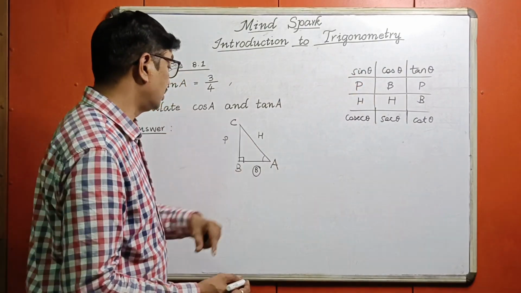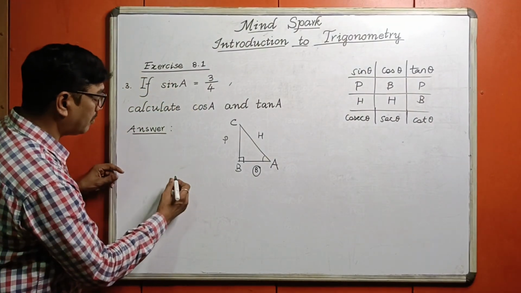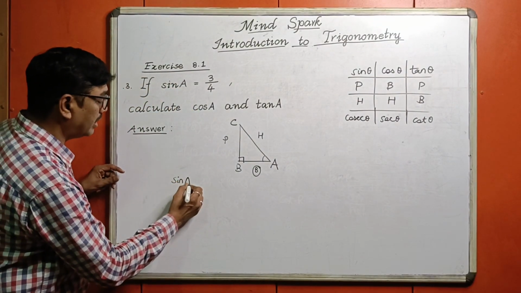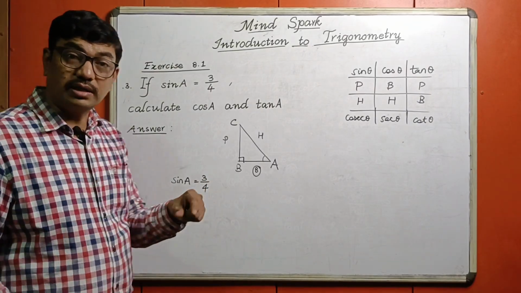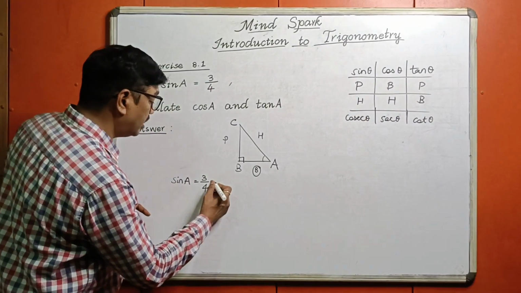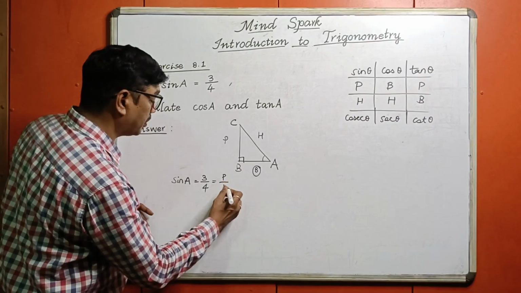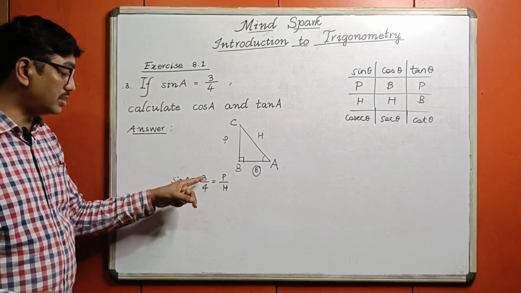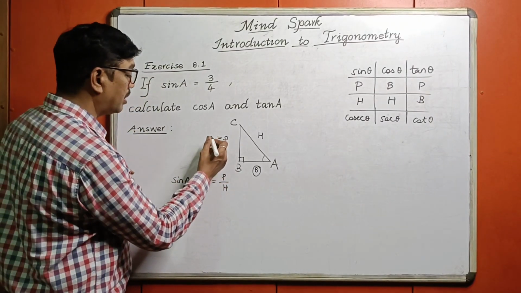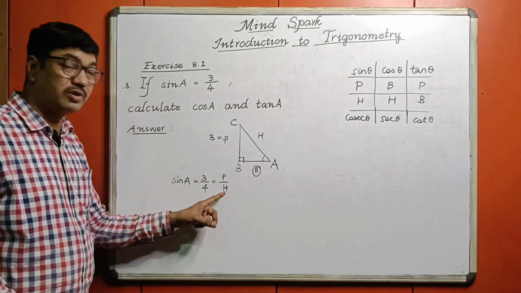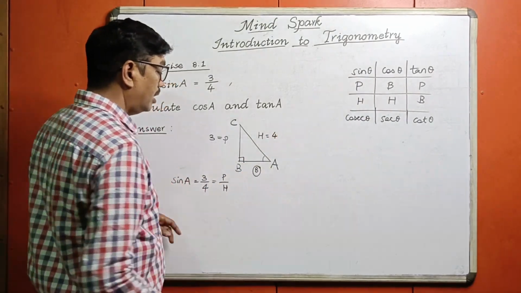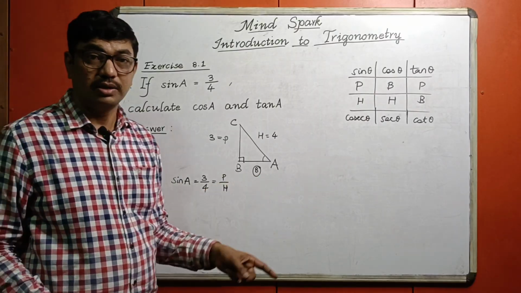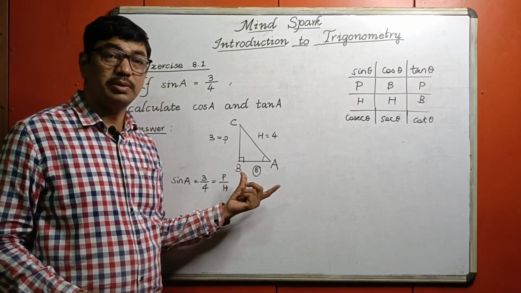Perpendicular by hypotenuse. So here you can compare whatever is given. Sin A is equal to 3 by 4, so you can write sin A is equal to perpendicular by hypotenuse. Perpendicular is 3, so in place of perpendicular you can write 3, and in place of hypotenuse you can write 4. Now you don't know the adjacent side. What are you going to use? You are going to use Pythagoras theorem.